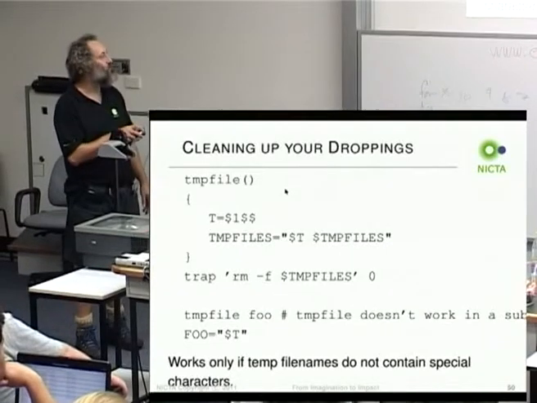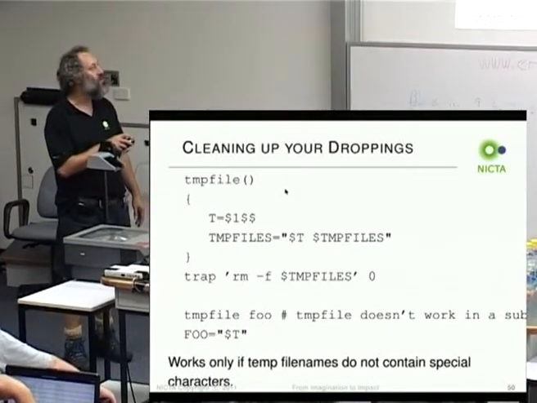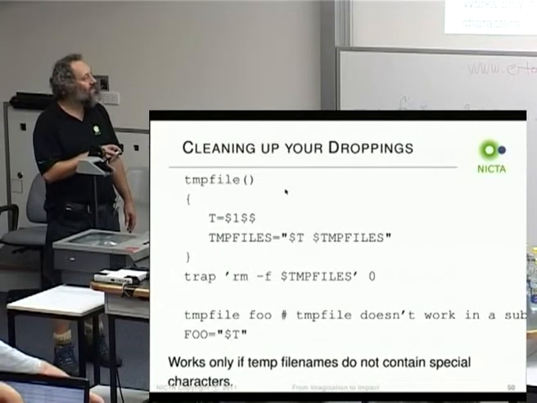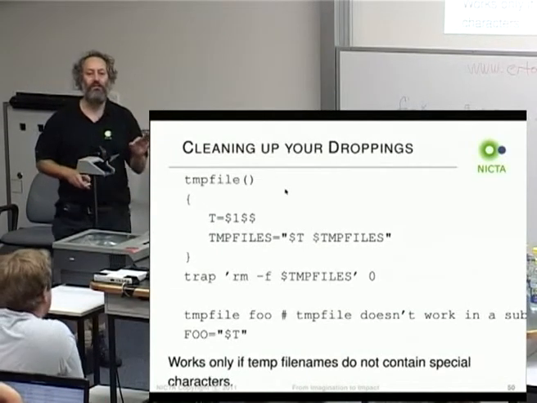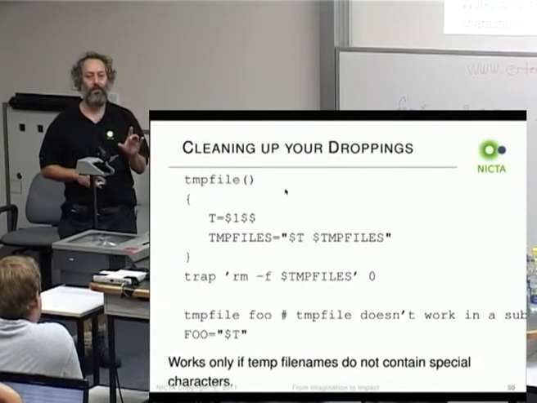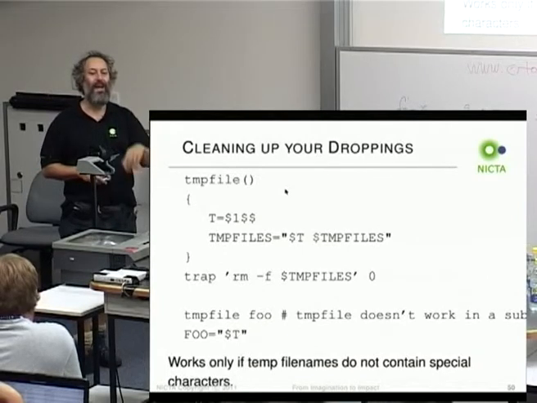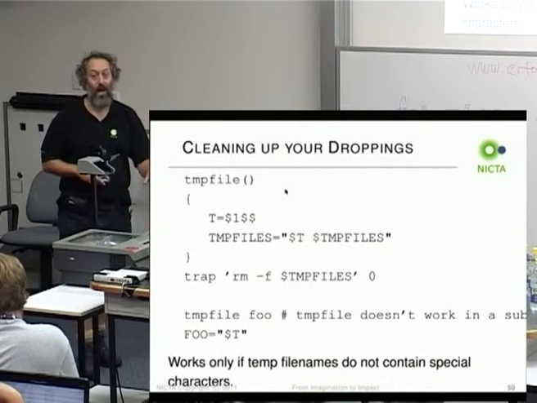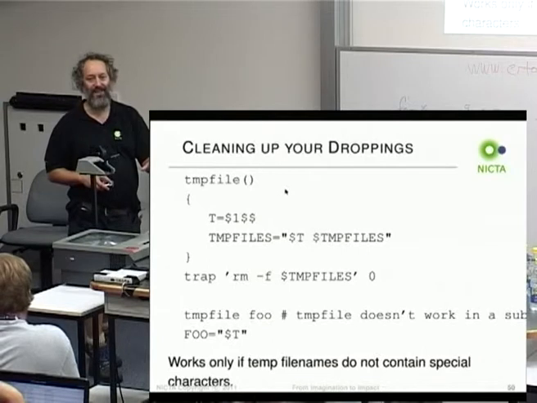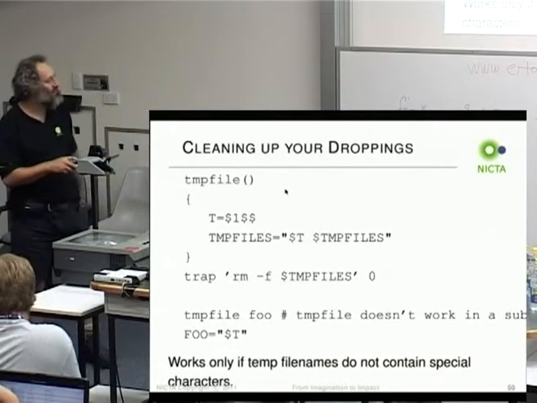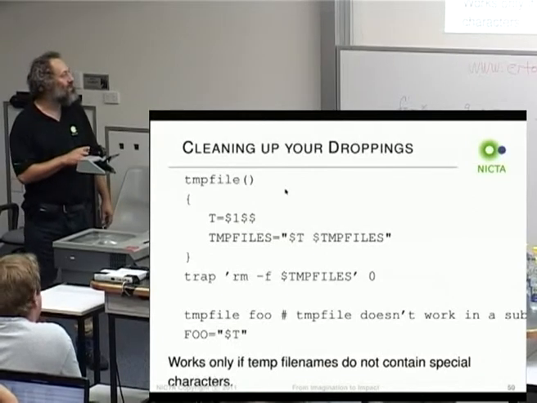What trap does is it says, when this event happens, do that. This event can either be zero, which means this shell script's about to exit, or it can be the name of a signal. So you can say, when signal HUP arrives, do something. When signal 9 arrives, you can't do anything anyway because you're dead. But the most useful one is zero. So when this script's about to exit, do that.